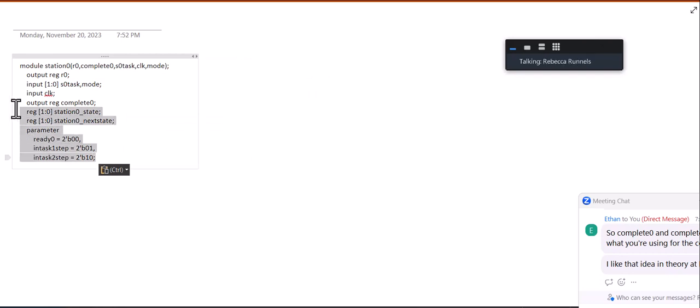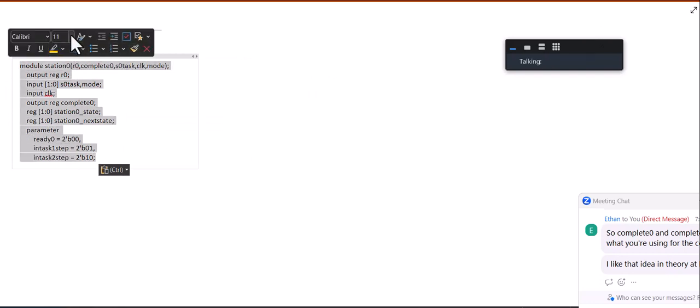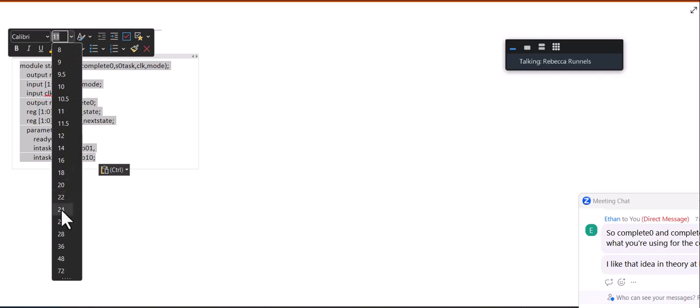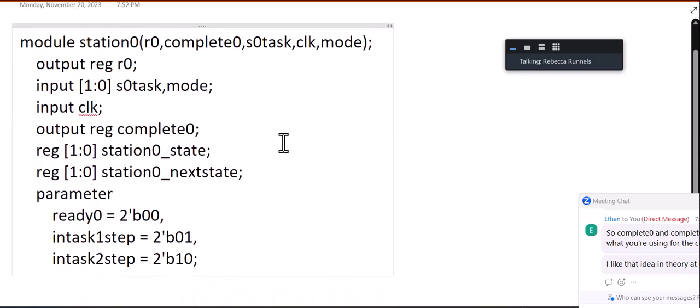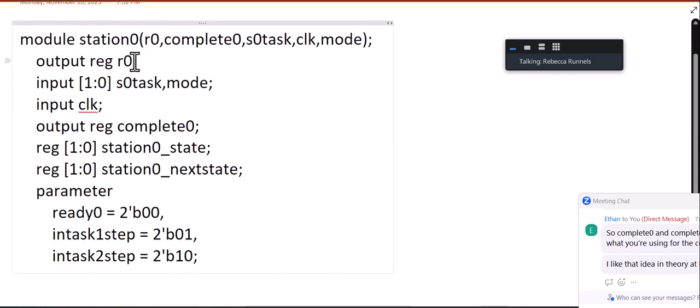Okay, so your stations are going to have, your output is going to be whether it's ready. Its input is going to be what task it's received from the allocator, and then mode if you have to go to reset. Your input is going to be a clock. Your output is going to be whether or not it's completed something. And then it's a finite state machine. And so you need to be able to say what state it's going to be in.